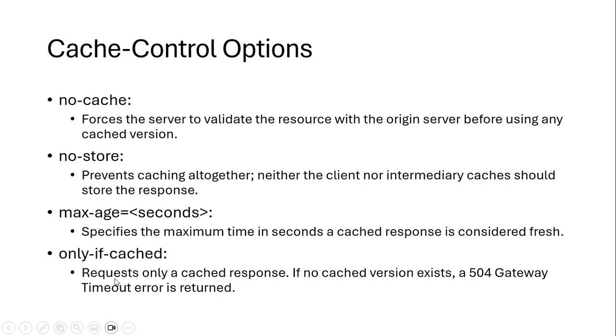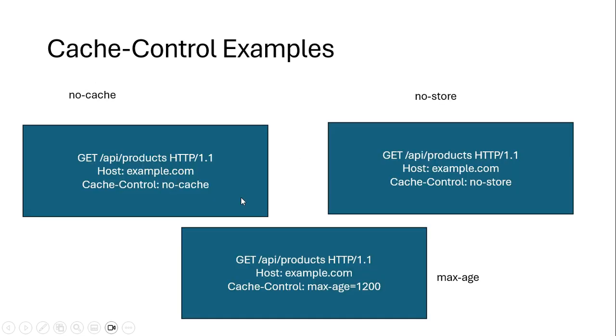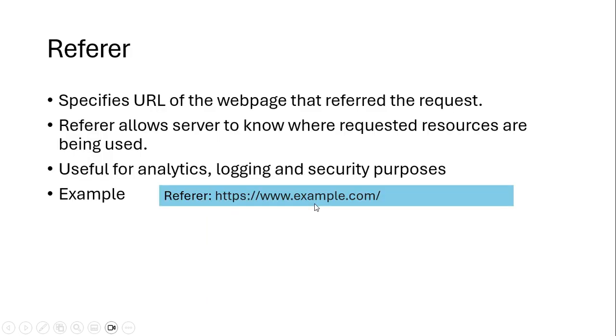And this requests only a cached response. Okay, if no cached version exists, we can give this timeout error. So these are the different cache control options. This is what I have specified here, like no cache, no store, and this is the maximum age which you can specify. Next is the referrer.